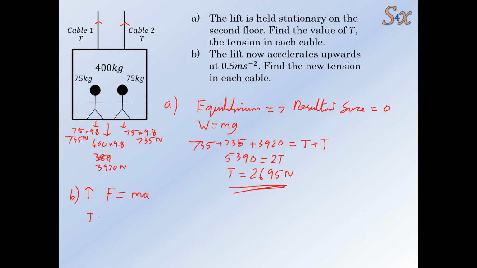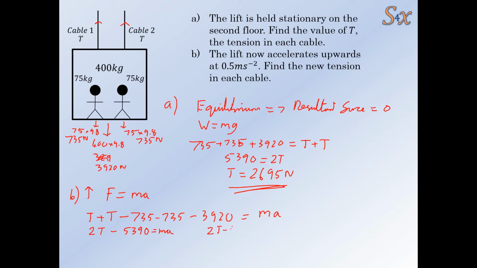So that means the resultant force is going to be T plus T. They're the upwards forces in cable 1 and cable 2. I'm going to subtract the weights because they're pointing downwards, and that'll leave us with the resultant force. So there's the weight of the first person, the weight of the second person, and the weight of the lift. That's all going to be equal to ma. Okay, the resultant force equals ma. I can tidy this up a little bit and write 2T minus 5,390, if we simplify that, is equal to ma.